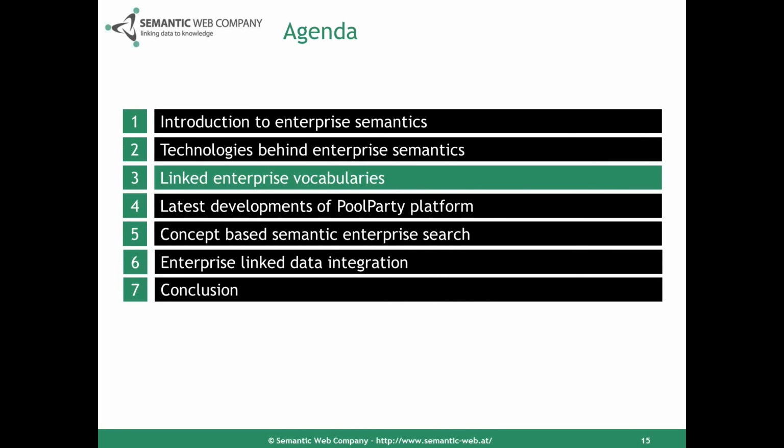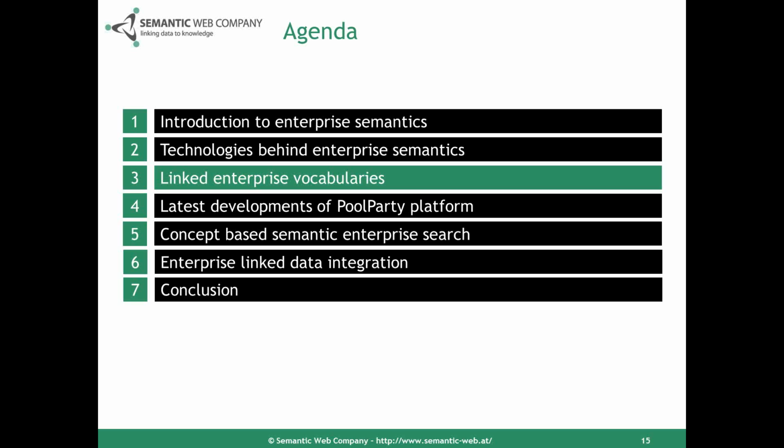Okay, so what else is missing if we talk about enterprise semantics? Of course, we need vocabularies. We need to clarify what is meant if someone says pipe. What is meant by pipe if someone is searching for such a thing? Is it a product? Is it a company? Is it a person? And so on and so forth.